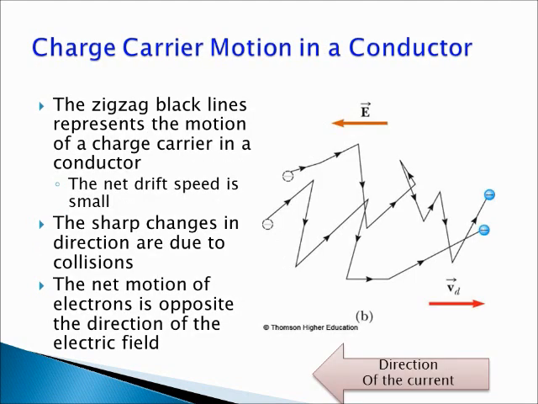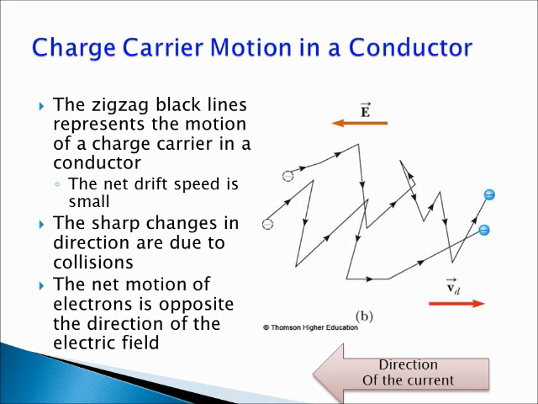Here is a cartoon of motion of charge carriers through the metal. The zigzag black lines represent the motion of a charge carrier in the conductor. Each charge carrier will be scattered numerous times with the atoms in the lattice. However, the whole cloud drifts in the rightward direction with the net drift velocity Vd. So the sharp changes in the direction of each charge carrier are due to collisions, and the net motion of electrons is opposite to the direction of the electric field.